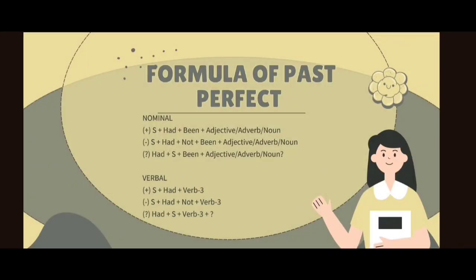Formula of past perfect: nominal. For the positive one, subject plus had plus been plus adjective, adverb, or noun. For the negative, subject plus had plus not plus been plus adjective, adverb, or noun. For the interrogative, had plus subject plus been plus adjective, adverb, or noun.